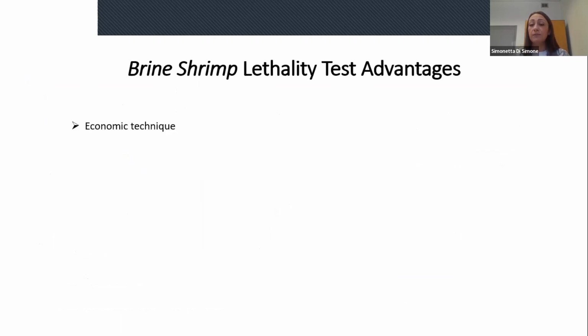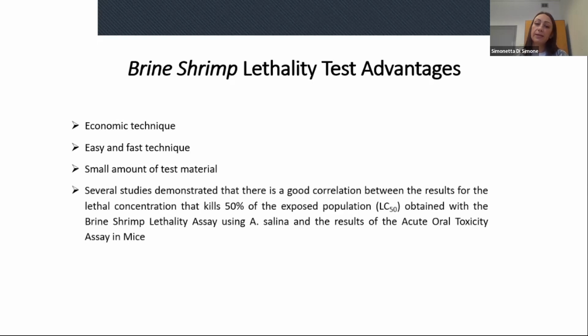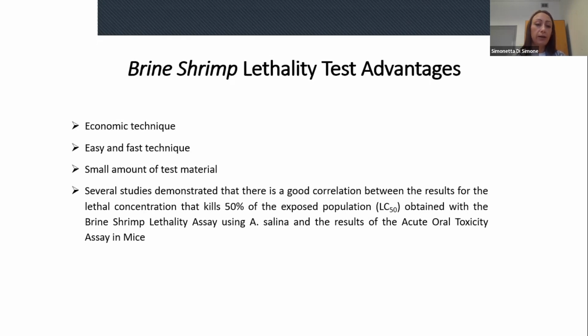The advantages of these tests are that the test is economic, easy and fast, and that a small amount of test material is needed. An important thing is that several studies demonstrated that there is a good correlation between the LC50 value obtained with this kind of test and the results of the acute oral toxicity assay in mice.